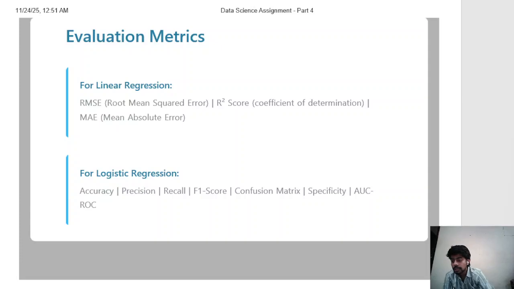For logistic regression, we use classification metrics. Accuracy is the overall correctness, precision shows correctness of positive predictions. Recall shows ability to identify actual positive cases. F1 score balances precision and recall. The confusion matrix shows the breakdown of predictions. Specificity shows ability to identify negative cases, and AUC measures the model's ability to distinguish between classes.